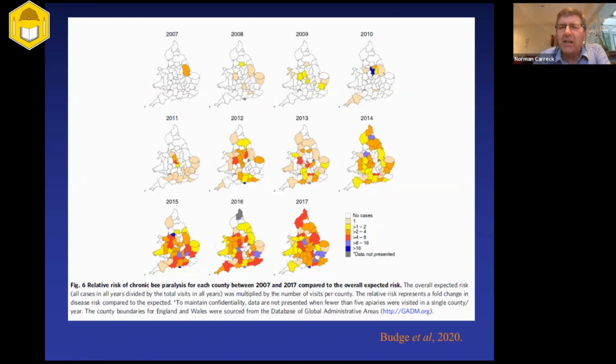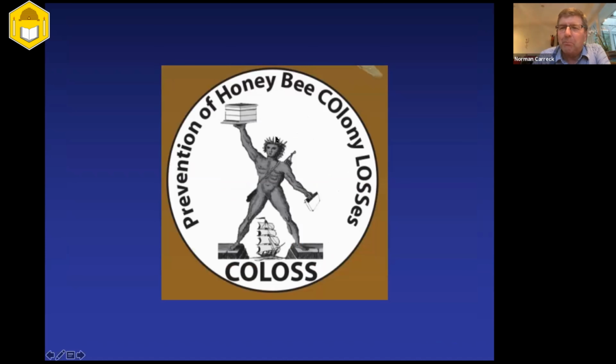And this is another way of looking at the data, looking at the relative risk compared to what you would expect from previous inspection data. And this indeed also shows this long-term trend, and also these hotspots that appear miraculously in places where there was no disease before, and then over a number of years disappear again. So there clearly does seem to be some association with those who've imported bees.